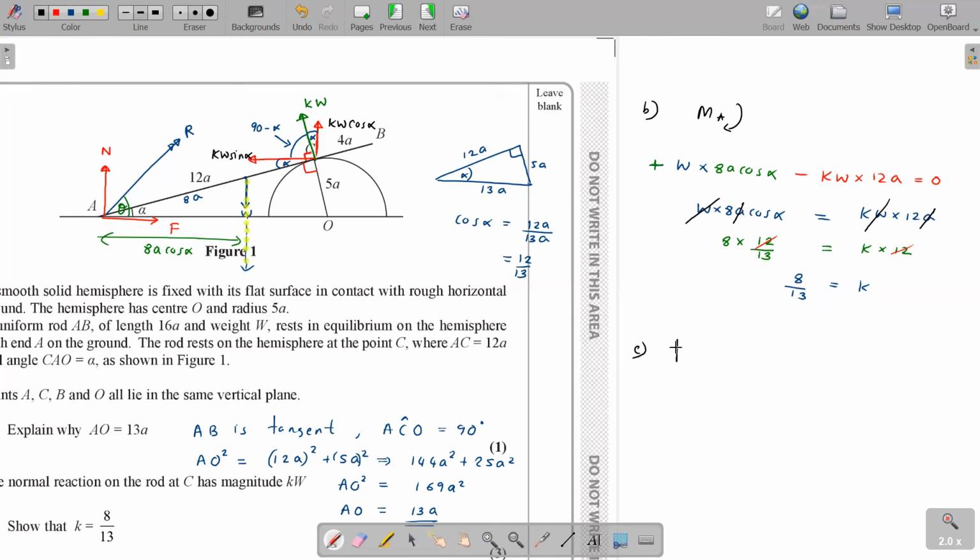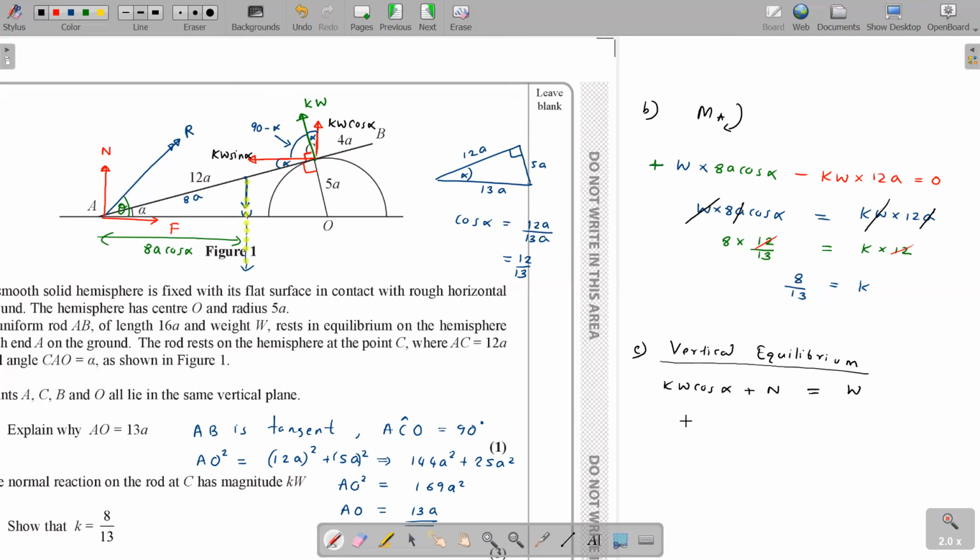If I take the vertical equilibrium, what do I get? What are the forces I have to the vertical side? KW cos alpha is upward, right? KW cos alpha upward. Who else is upwards? Plus N. And to balance it out, we have the W. So you can say it's directly equal W, or you can say KW cos alpha plus N minus W equals 0.